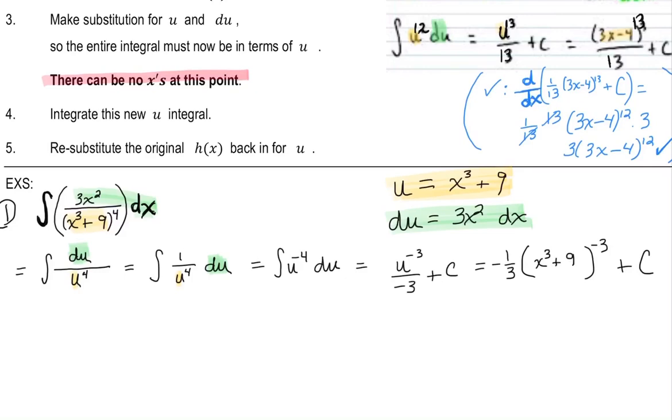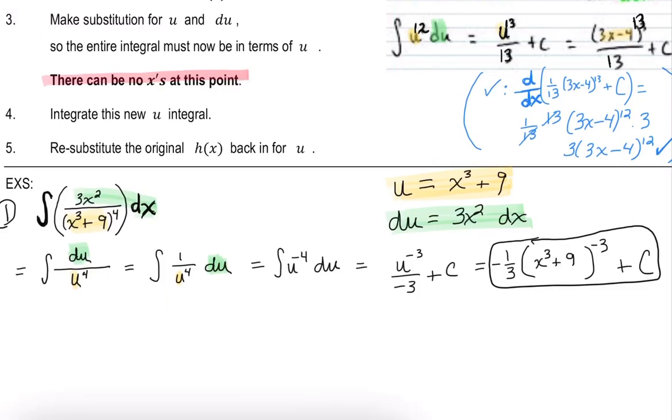Now again, that is my last step. You cannot do that before this. Sometimes students will go through all this work of getting things in terms of u, and then way back here, they're putting it back in with the x cubed plus 9. Well, no, if I knew how to integrate 1 over x cubed plus 9 to the fourth, then I wouldn't need all this U-substitution, right? So that final resubbing doesn't happen until the very last step.